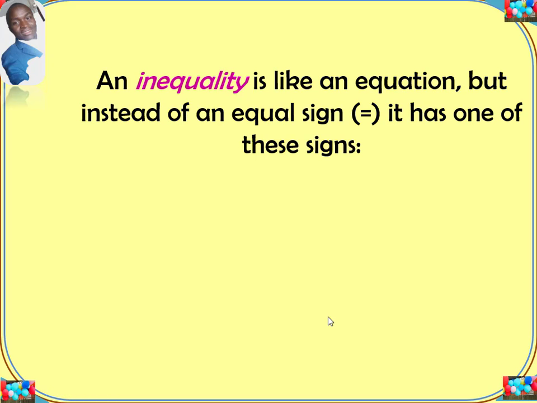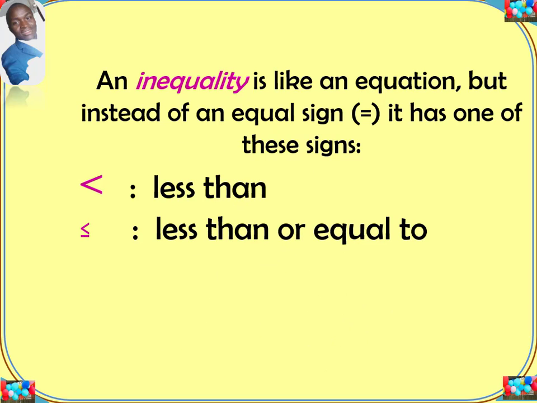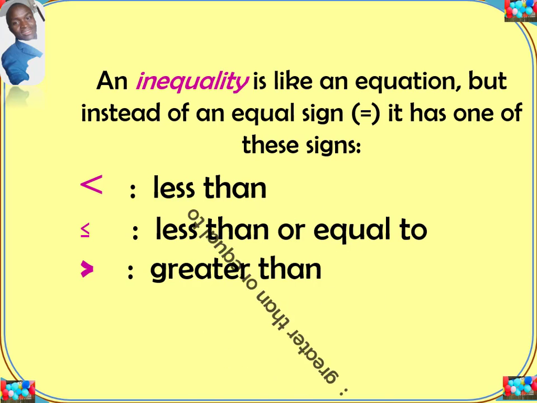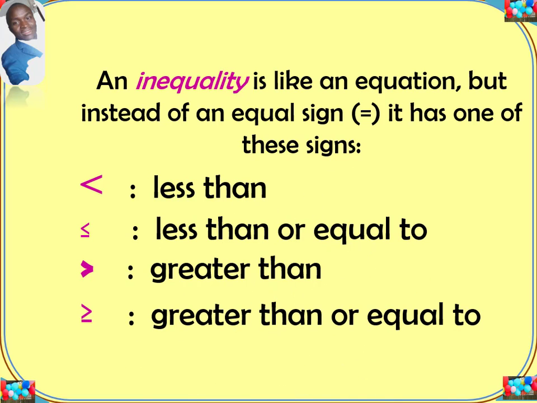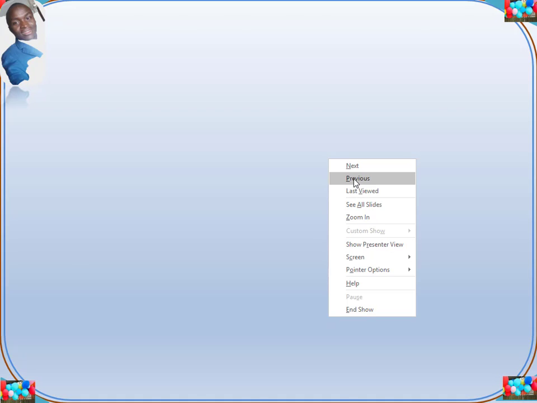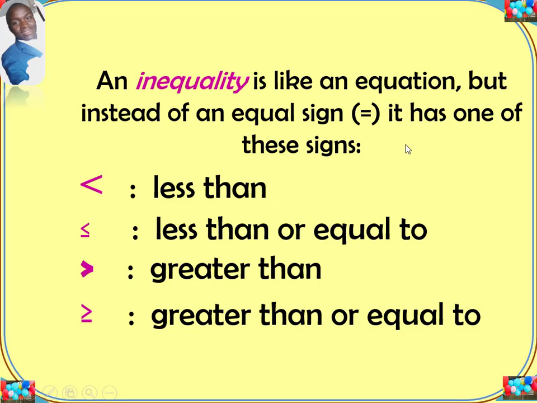An inequality is like an equation, but instead of an equal sign, it has one of these signs. One of the signs is less than, another one is less than or equal to, another one is greater than, or greater than or equal to. If it has one of those signs, then it is an inequality.